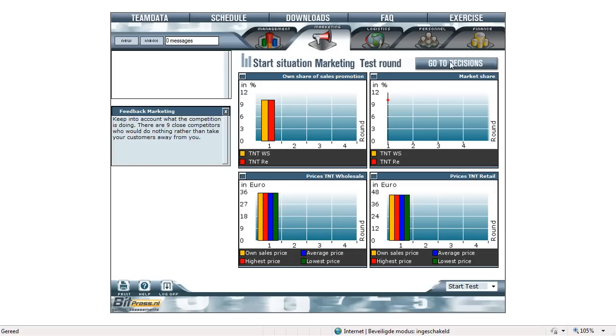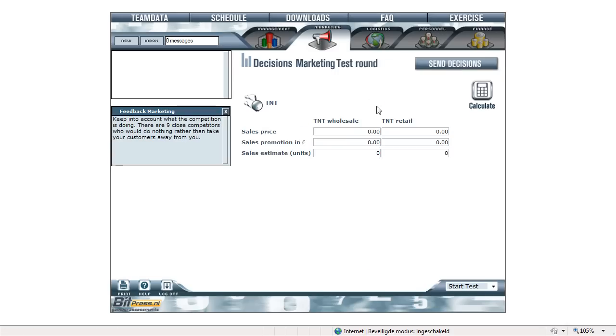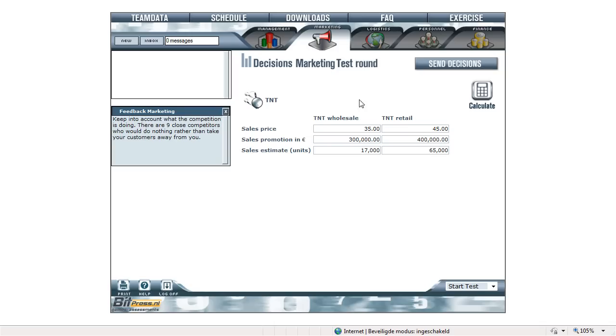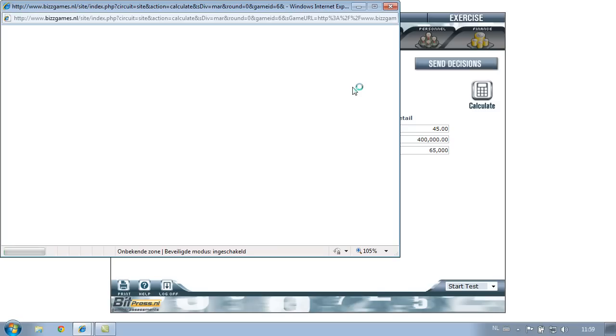Now let's go to the decision page. Here we can fill in our decisions for marketing. As you can see, we filled in the sales prices for the wholesale market and the retail market, the sales promotion we want to do, and we made accordingly a sales estimate. Of course, when you have a different sales price and sales promotion, you have to change your sales estimate accordingly. Now let's have a look at the calculation module to see the pre-calculation on the basis of our sales estimate.